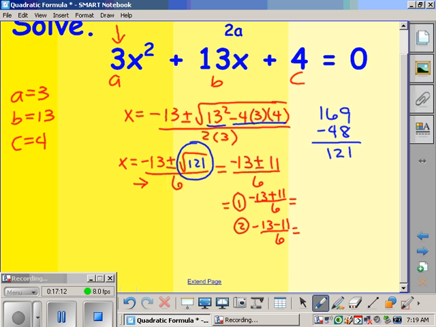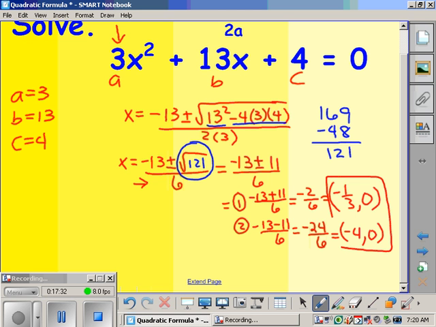So let's see what that looks like. Well, negative 13 plus 11 is negative 2/6, and that reduces to negative 1/3. So one of our x-intercepts is simply a fraction that you'd have to graph on the x-axis. The other one would be negative 24 divided by 6, which is negative 4, and that would be your other x-intercept. So these are your two x-intercepts that you would graph if you were to graph the parabola for this equation.